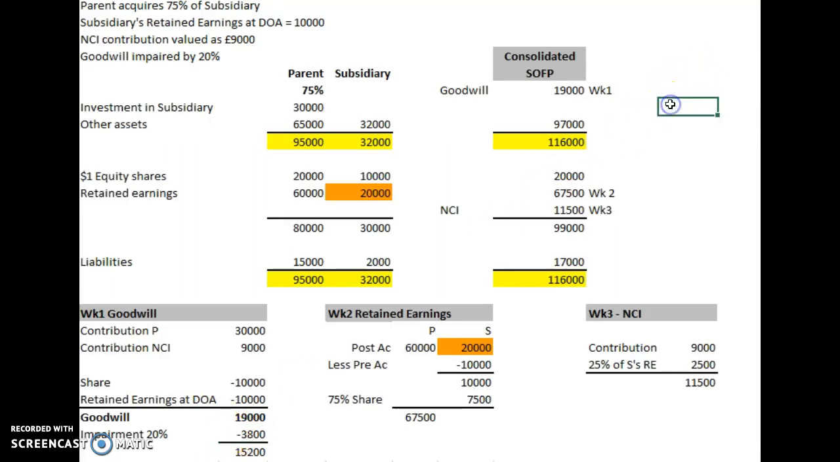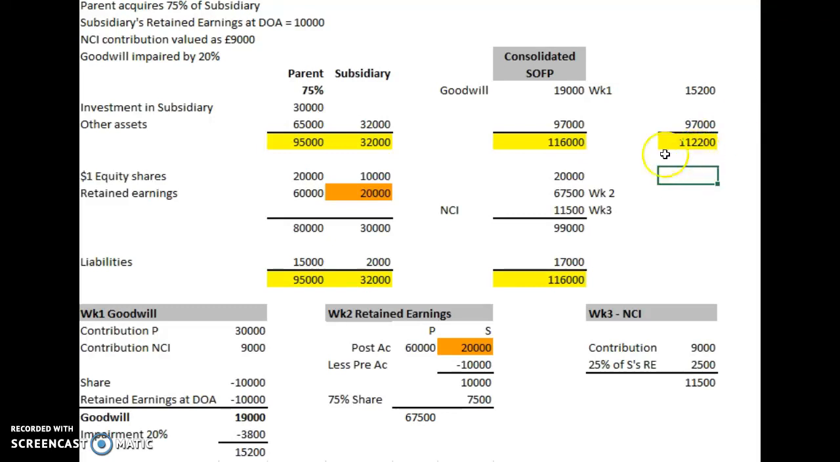So let's build another parallel statement, and I'll put in the impaired figures here so we can see the difference. So instead of 19,000, we've got 15,200. This is going to be the same, I could just carry that over. That gives us a total assets now of 15,200 plus 97,000, which is 112,200. Okay, so we've dropped down.